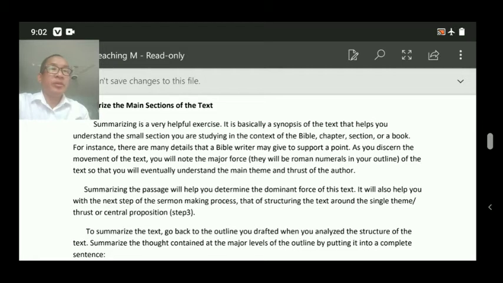Then it will be easy for you to find out the thrust. It will be easy for you to find out the theme, and thus it will be easy for you to find out the central proposition of the text. Once you do that, it will be easy for you to go to step number 4, to find out the central proposition of the sermon.